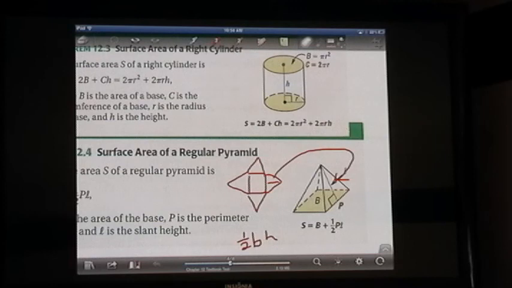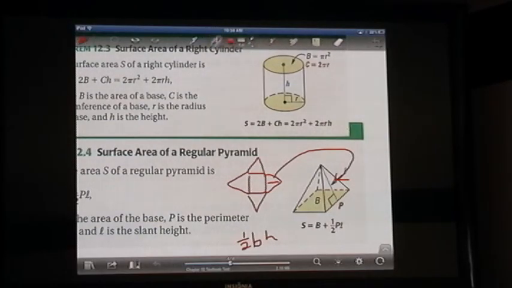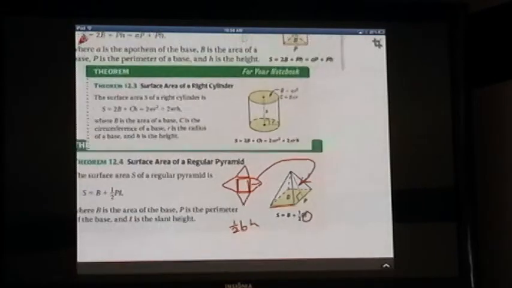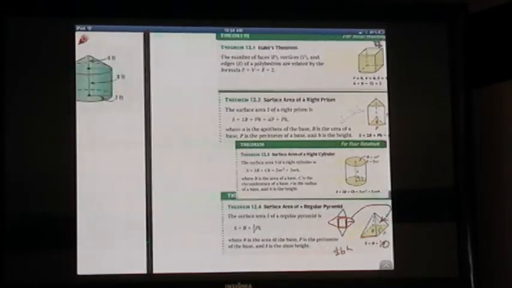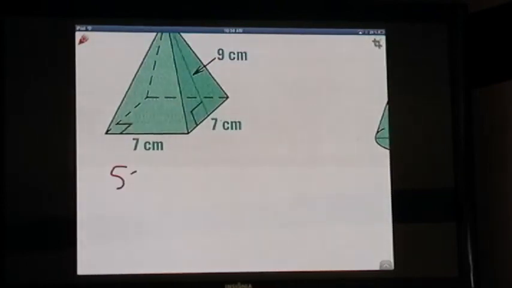Okay, and that's why it's the slant height right there. Okay, and the perimeter, because you do 1/2 base times height, 1/2 base times height, 1/2 base times height, 1/2 base times height, and you're adding them each up. So when you add up all of your bases, you'll just use the perimeter of the base times the height. Okay. So, surface area is equal to base plus 1/2 perimeter times slant height.